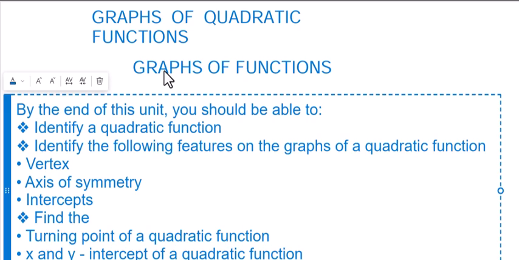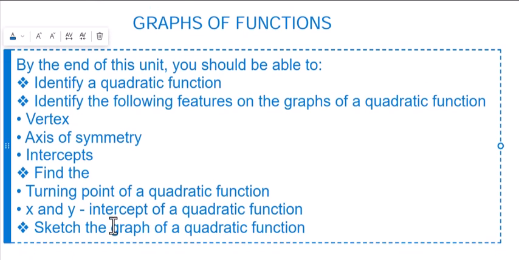By the end of this unit, you should be able to identify a quadratic function, then identify the features of graphs of the function, where we have the vertex, the axis of symmetry, the intercepts, then find the turning point of the quadratic equation, and also the x and y intercepts of the quadratic equation. Then you also learn how to sketch the graph of the quadratic equation.